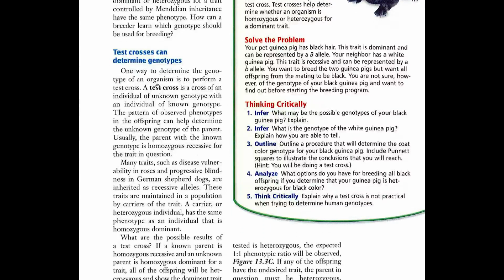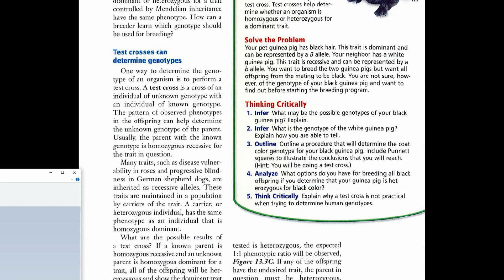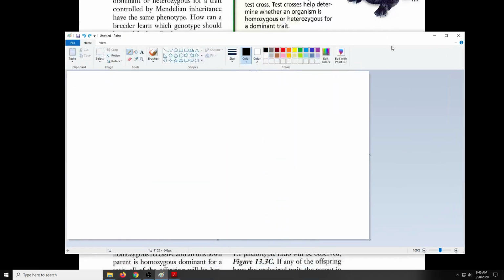So one way to determine the genotype of an organism is to perform a test cross. It's a cross of an individual of unknown genotype with an individual of known genotype. So you pick one organism that you know the genotype of. Typically, it's homozygous recessive, because remember, that's really rare. If you have an organism with two lowercase letters, you know that that's rare.